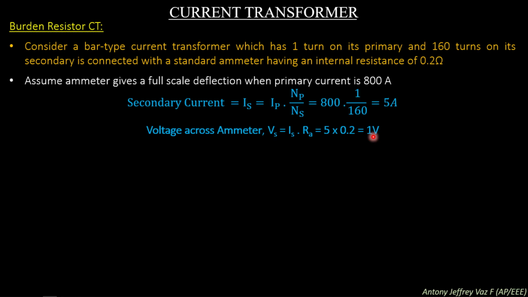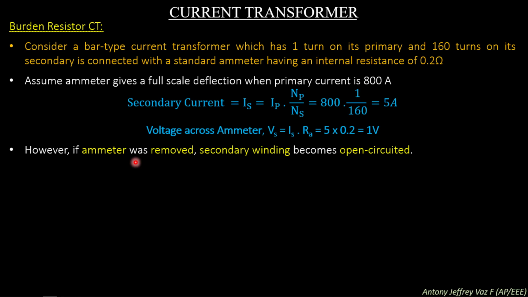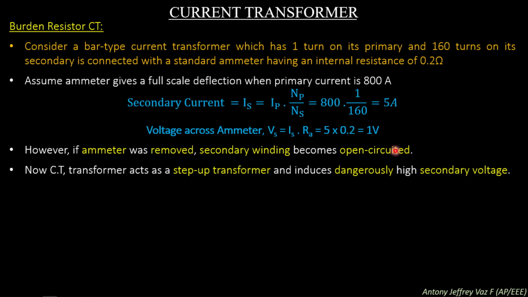However, if the ammeter was removed, the secondary winding becomes open circuited. If we remove the ammeter, then the secondary winding will be open circuited because there is no ammeter present in it. The terminals of the current transformer are left open. Now the current transformer acts as a step up transformer and induces a dangerously high secondary voltage.